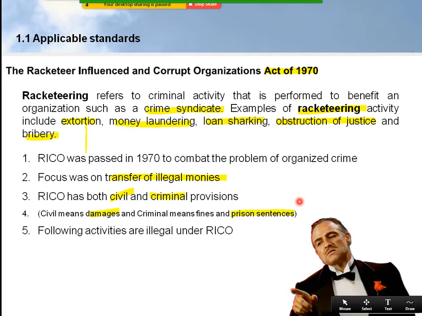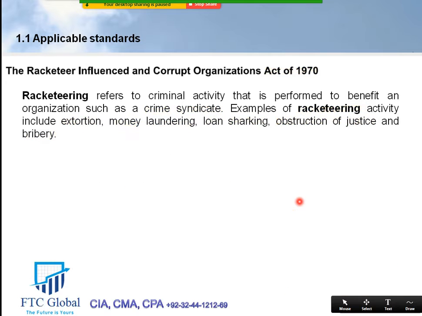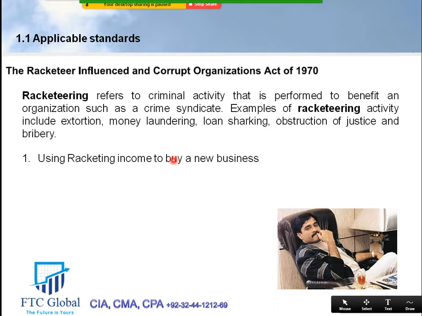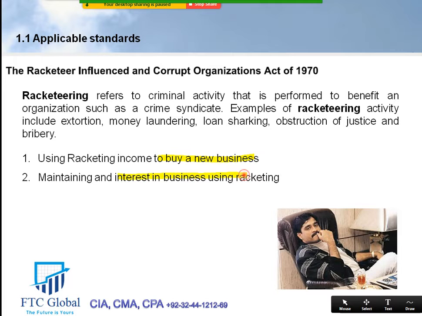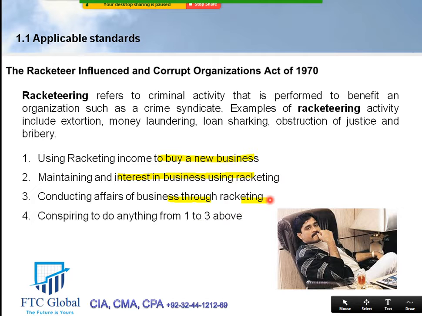So the following activities are illegal under RICO: using racketeering income to buy a new business, meaning using ill-gotten money to buy a new business. See, I told you the law was specifically designed to prevent ill-gotten money from getting into the corporate world. Also restricted is using the same money to maintain an interest in an existing business, and conducting affairs through racketeering, meaning organized crime. So these are the three elements that have been specifically restricted. And then the fourth one is conspiring to do any of these three. These are covered under the Racketeering, Influence and Corrupt Organization Act.